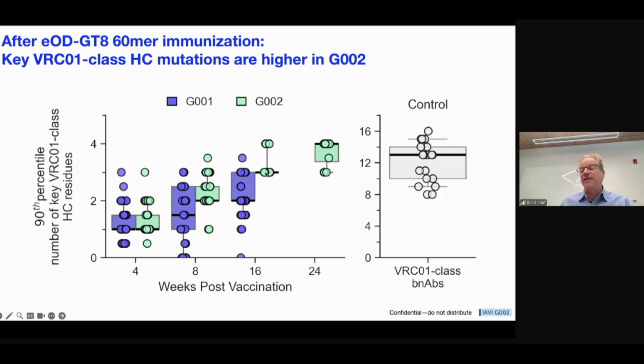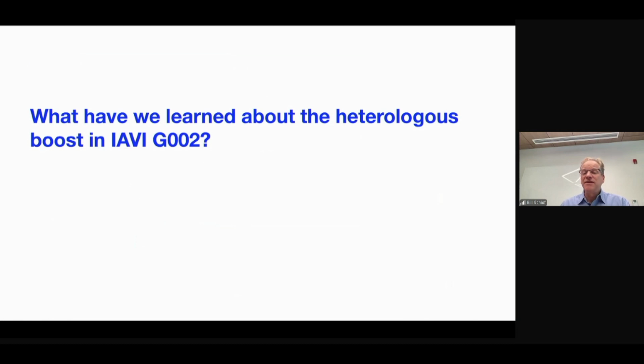So not only are we getting better overall mutation, but we're getting more mutations of exactly the ones we're looking for. Even at week 24, we've got a median of 4. That's down here compared to BNAbs. We are not at the BNAb level yet, but we believe we're on the way. So that shows that RNA works really well for priming compared to adjuvanted protein. But the fundamental immunological concept we wanted to test in G002 was, does the heterologous boost work? Let me walk you through that now.